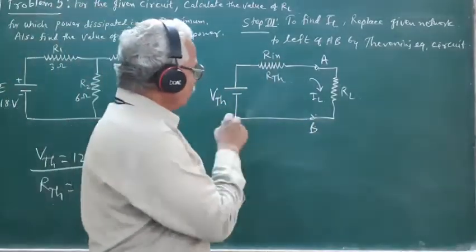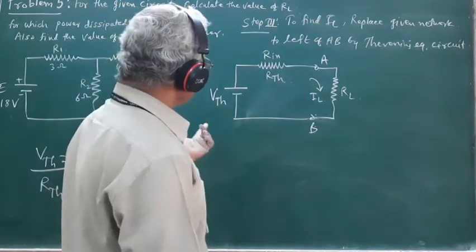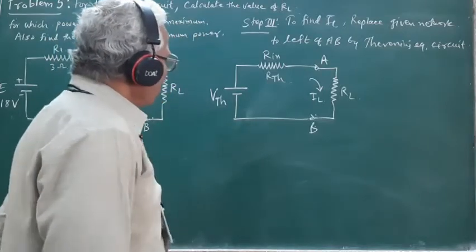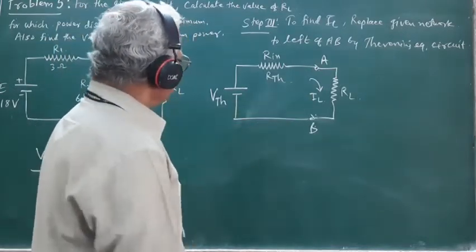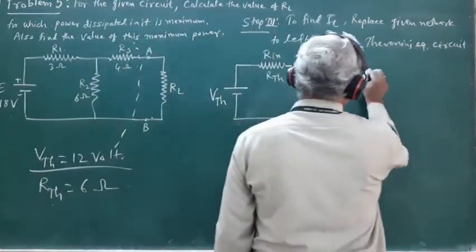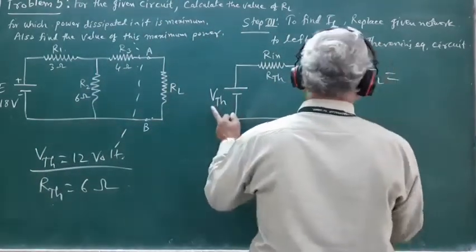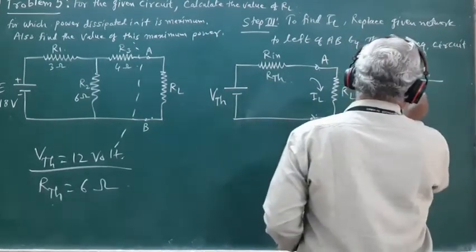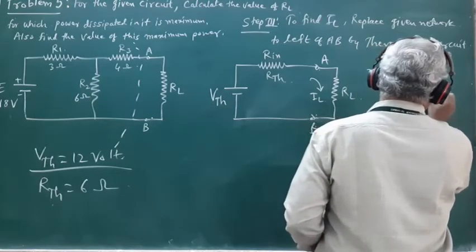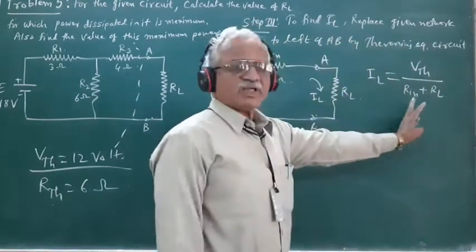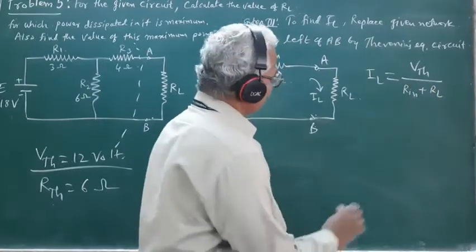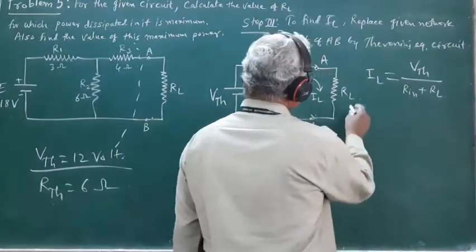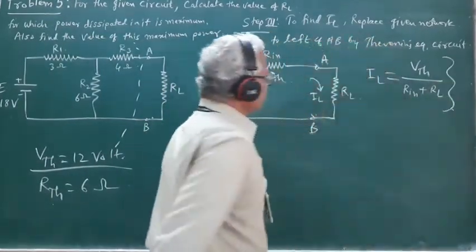So when the power is available here, we can find out the value of IL. The current IL flowing through this load resistance RL will be given by VTH upon RTH plus RL. Doesn't matter, you can write it as RTH. So this is the current flowing through the load resistance RL.